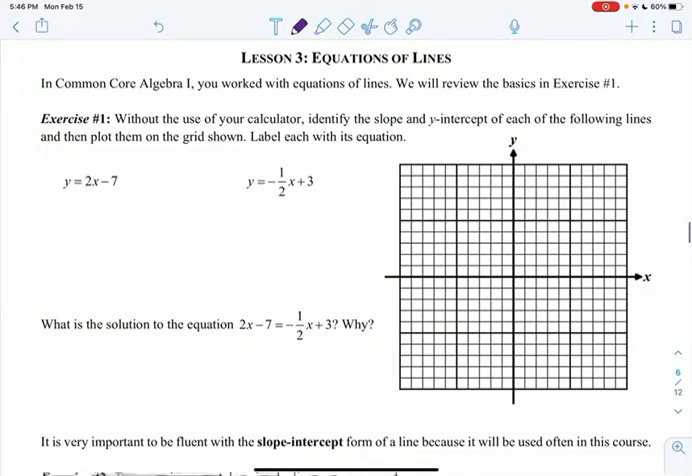If you remember, our equation of a line is y equals mx plus b. M is my slope, so the number next to my x is my slope, and b is my y-intercept. If we're looking at the one on the left, my slope is 2. I like my slope to be a fraction, so I can always put a 1 under that, and my y-intercept is -7.